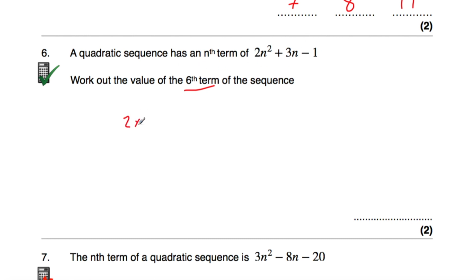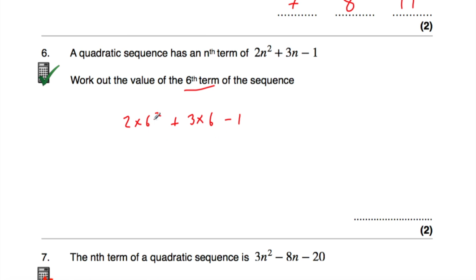So we've got 2 times n squared, that'll be 6 squared, plus 3 times n, so it's going to be 3 times 6, and then subtract 1. So we just need to work this out, and we'll find the sixth term of the quadratic sequence. It's a calculator question, so we could just type in 2 times 6 squared plus 3 times 6 subtract 1, and that'll give us our answer. I'm just going to do it manually here.